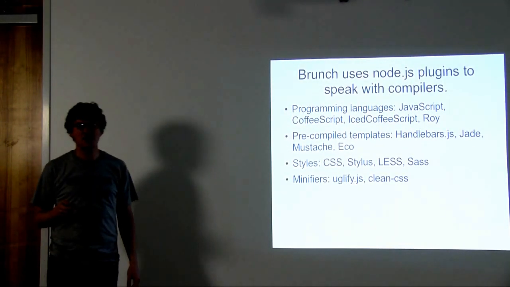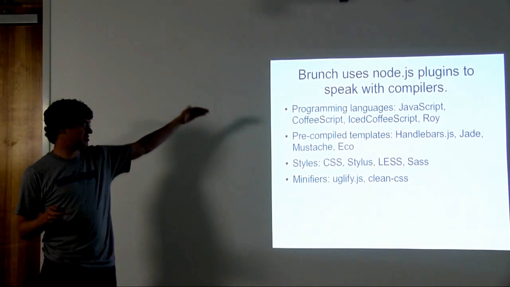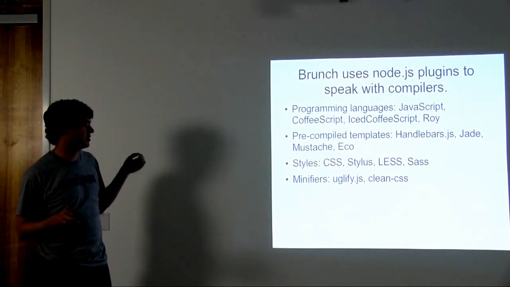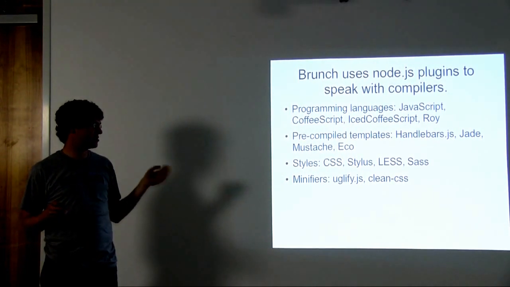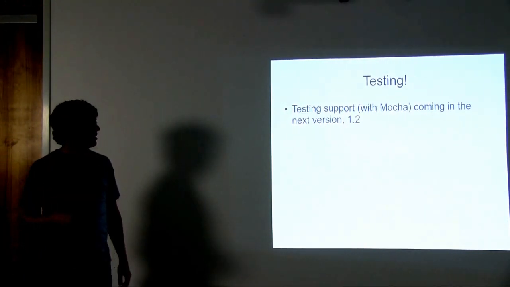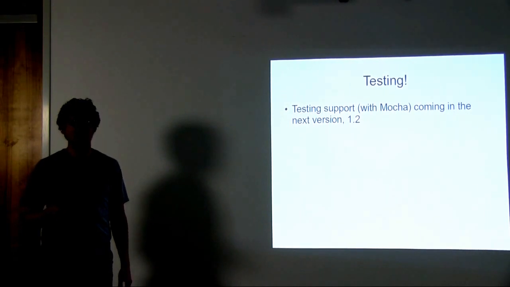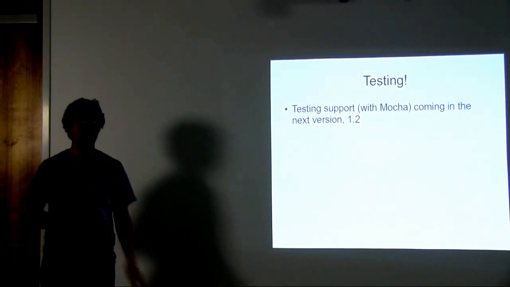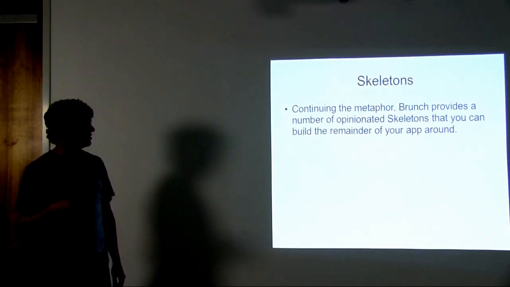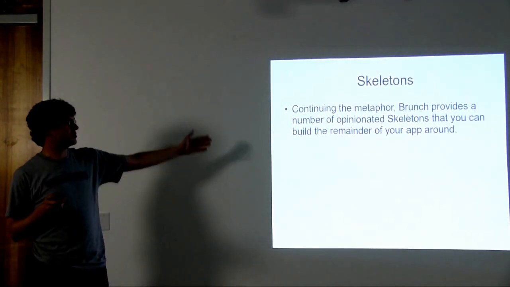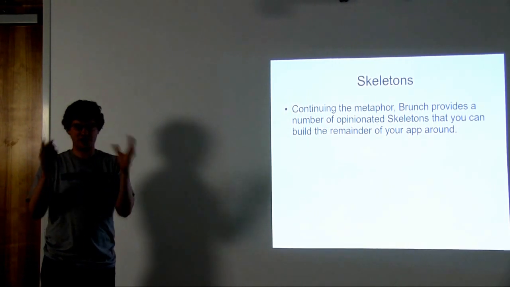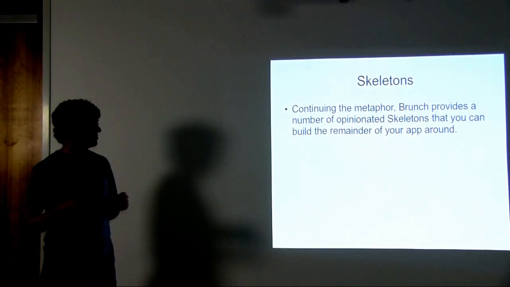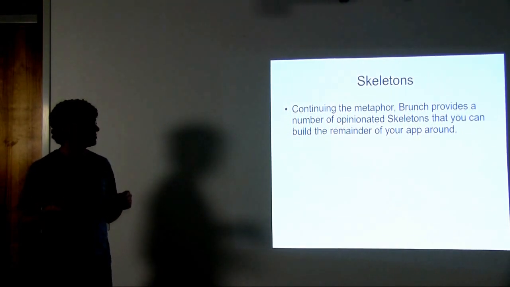It's built in Node.js and uses plugins which speak to all these different types of things. You can use JavaScript or Roy or CoffeeScript or whatever. You can use different template languages, different styles, different minifiers. Testing support is also coming in version 1.2, so you have automatic testing support for your app as you build it. Completing the metaphor, Brunch also provides a template or skeleton to get you started building your app, which you'll see in a bit when I do some demos.